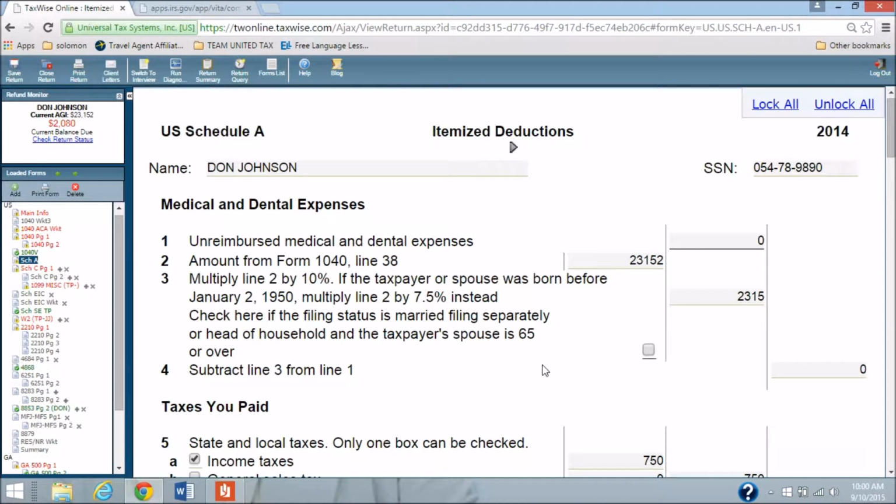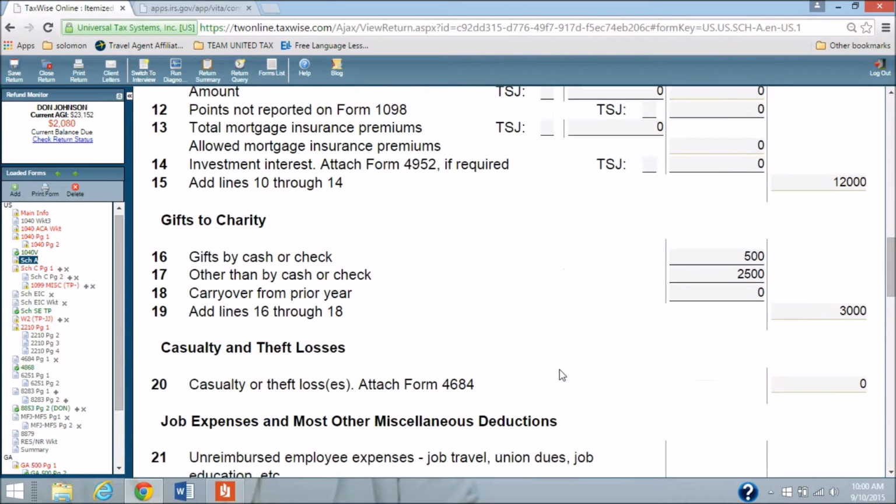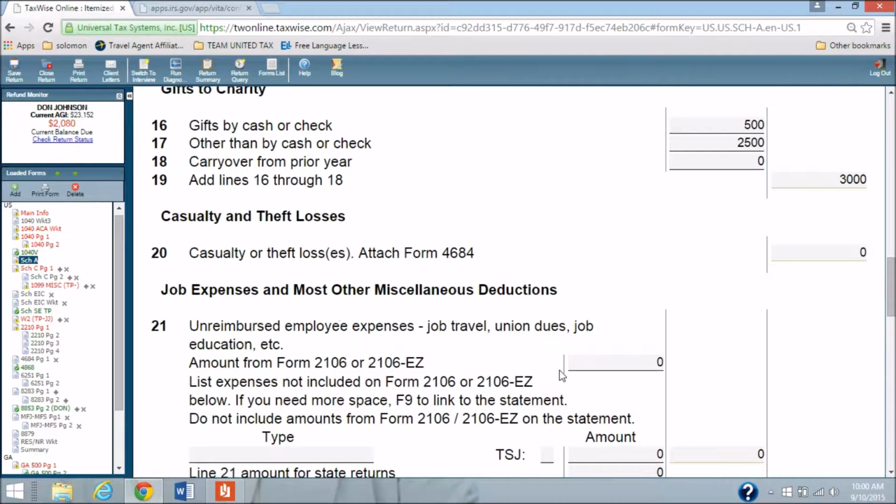We're dealing with itemized deductions now. You take your itemized deductions in place of your standard deduction when your itemized deductions exceed that of the standard deduction. We talk about interest, we talk about gifts to charity, casualty and death losses, job expenses, and most other miscellaneous deductions. Okay. 21, unreimbursed employee expenses, job travel, union dues, job education.